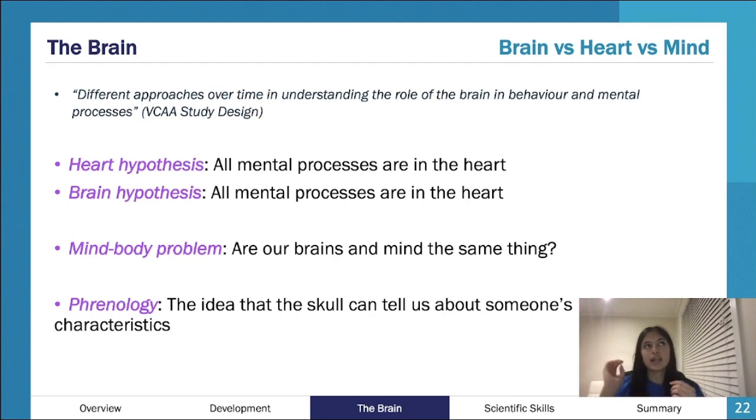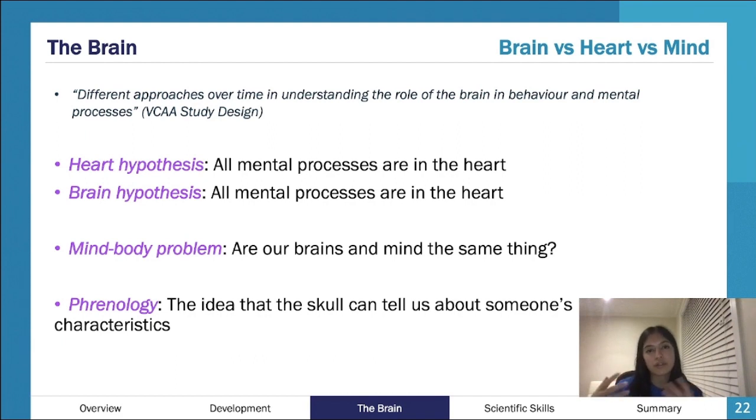So this idea of, are our brains and our mind the same thing? Is our body connected to our mind? Are they two separate entities? Stuff like that. And remember, this is quite a couple years back, a couple centuries back even. So a lot was not known. Just like right now, a lot of the brain still isn't known, but back then even less was known. So it's a valid question to ask.